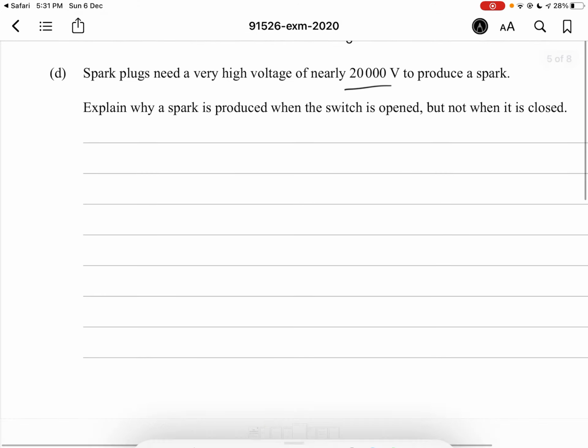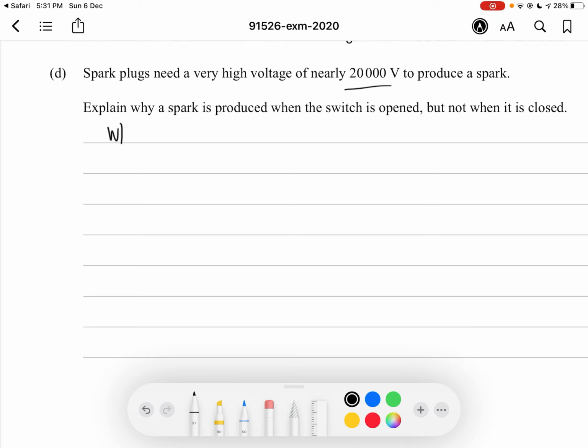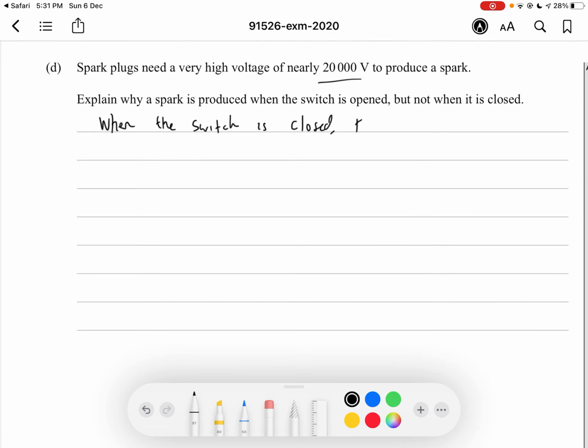So we can say that when the switch is closed, the inductor is connected to the source.